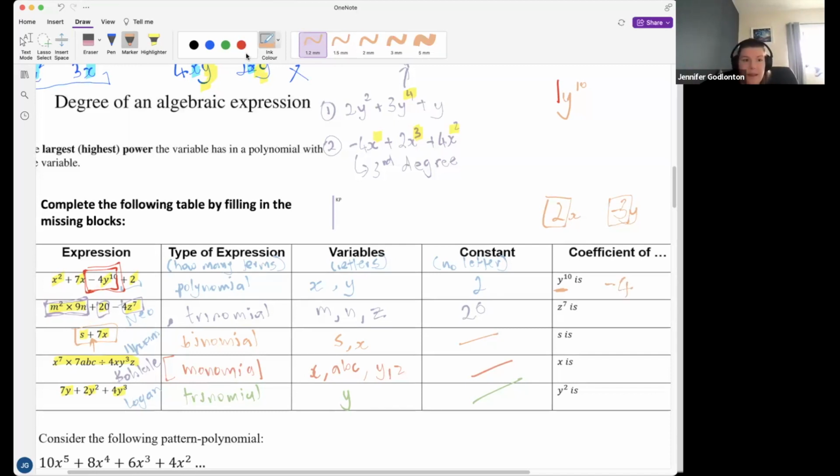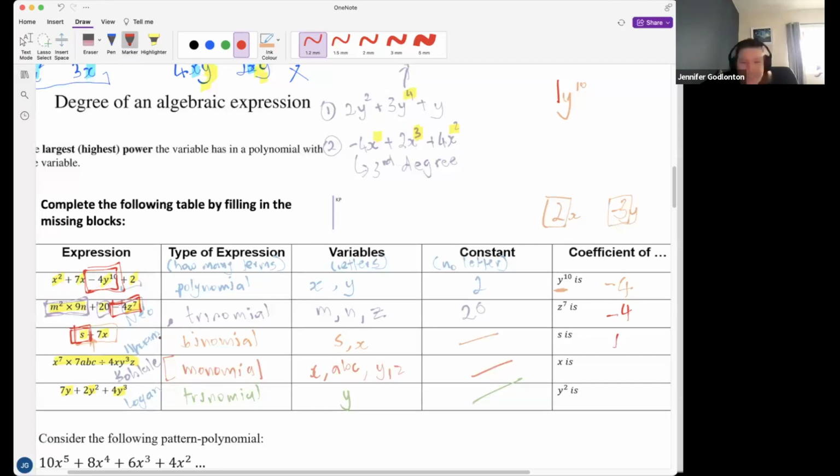Okay, let's have a look here. The coefficient of z to the power of 7. Okay, there's our z to the power of 7. Beautiful. Again, negative 4. Coefficient of s. 1. Yes.